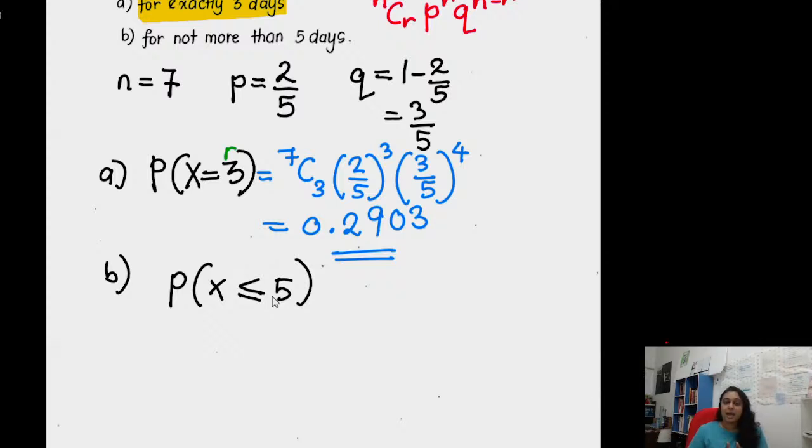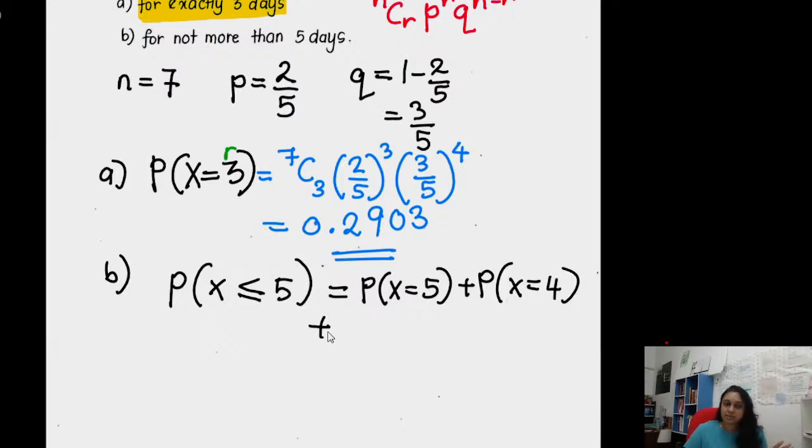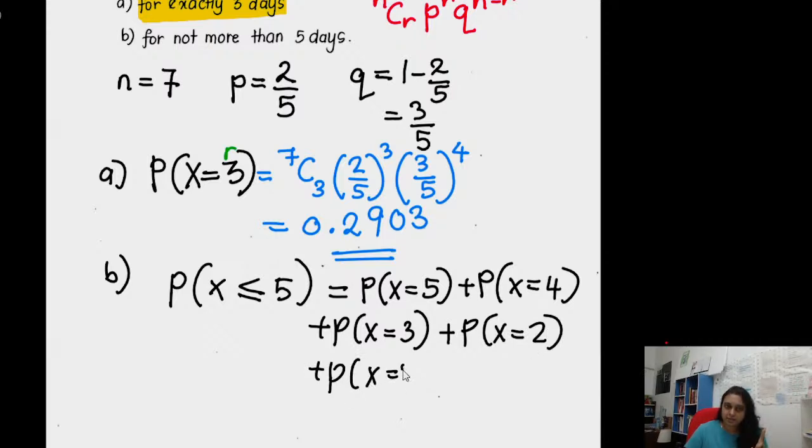Okay, so what days will that be? It will be 5 days. Then smaller than 5, 4 days, 3 days, 2 days, 1 day, and 0 days. 0 also must be included, maybe it doesn't rain at all. It will rain for 0 days.